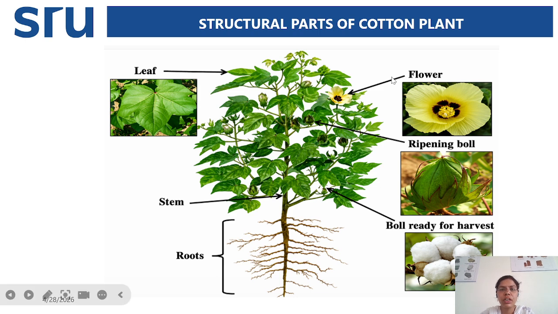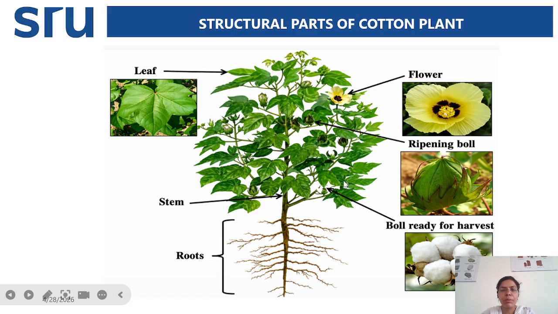Next, before going into detail, we'll discuss the structural parts of the cotton plant. First, here you can see the roots, and next is the stem. Generally, in cotton we have two different types of branching: monopodial branching and sympodial branching. What is the difference between them? In monopodial branching, the stem bears only one or two branches, and it will have squares and some flowering, and it will give only a few bolls.